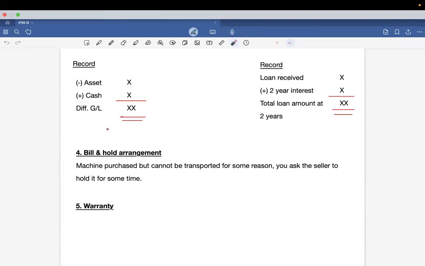So all the bank transactions, the consignment arrangement, the factoring arrangements, these all happen in a company on a frequent basis. There might not be everything in the company, but some of the elements can be there. Those are just examples. Clear? Next is the bill and hold arrangement.